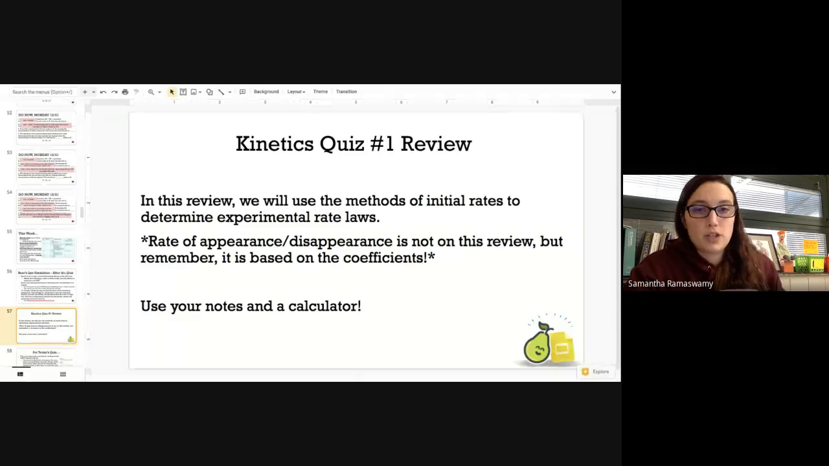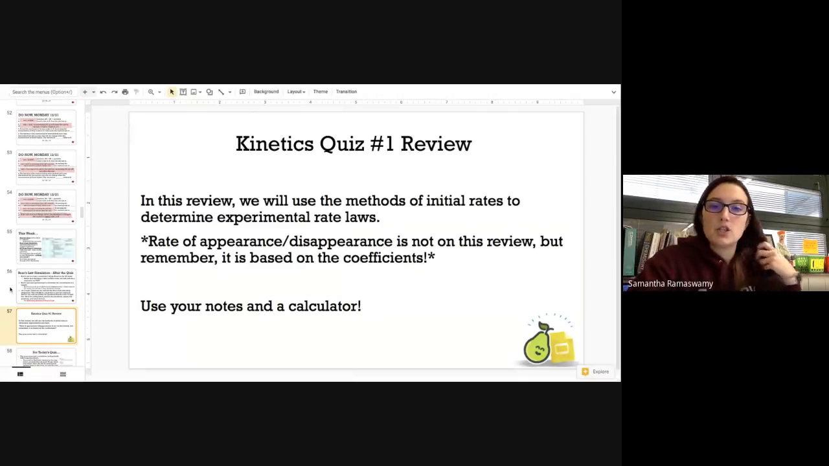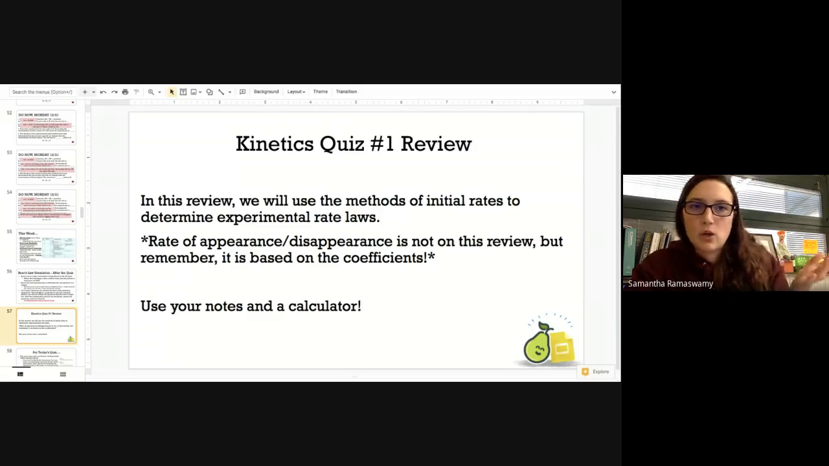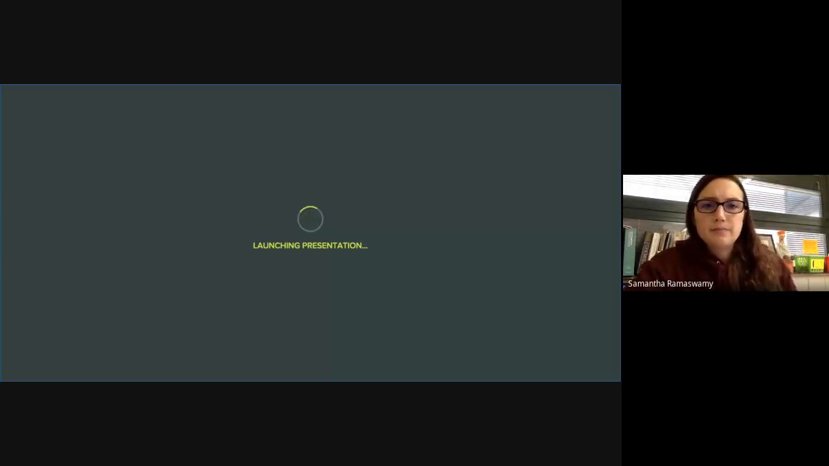And so just keep in mind that's not on this review, but you will still see it on the quiz. As we go through this review, use your notes, use a calculator, use, if you want, a blank piece of paper, so that way you can work through everything. You can kind of treat it as if it were part of the quiz. So I'm going to go ahead and pull up the information for the review.